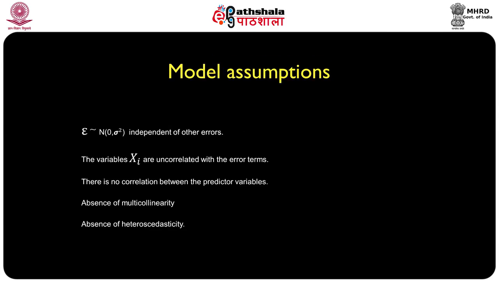Now, based on this model, let me walk you through the assumptions of the multiple regression model one more time. The errors, epsilons, follow a normal distribution with mean 0 and variance sigma squared. There is absence of heteroscedasticity, which means there is constant error variance. There is absence of multicollinearity. The predictor variables x1, x2, xk are independent of each other, and there is no correlation between the predictor variables.